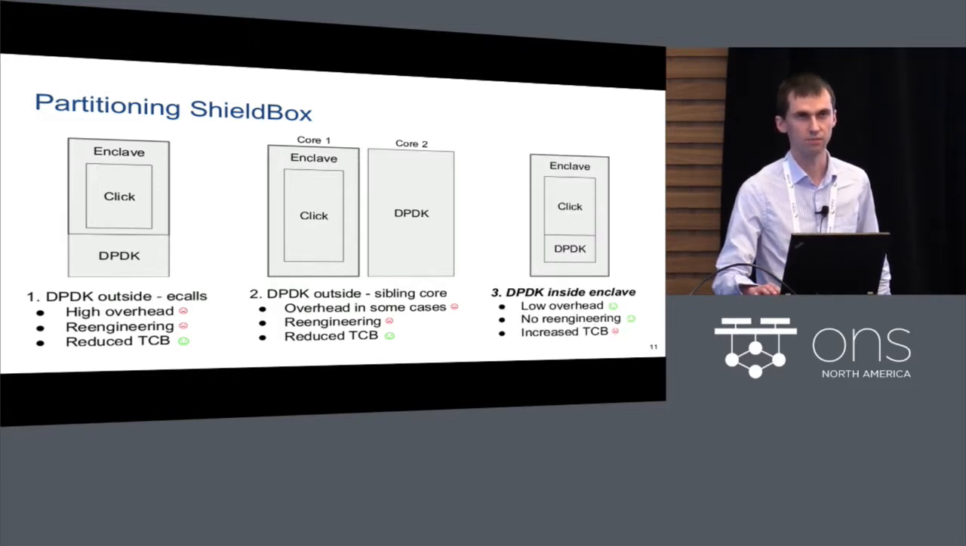But we use a different alternative. We put both Click and DPDK inside of the enclave. And in this case, we require no re-engineering. We have low performance overhead. And the TCB in this case is increased, which is an unfortunate drawback, but we accept this as a compromise.